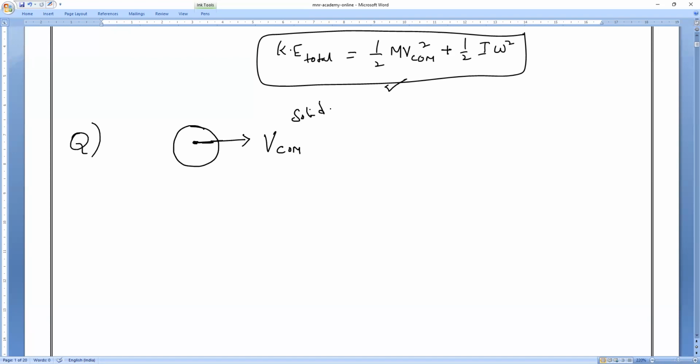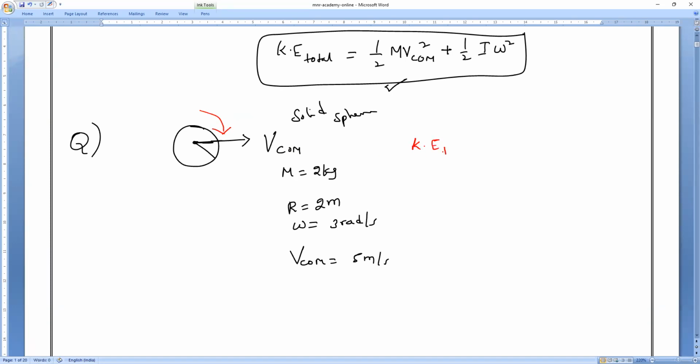It is a solid sphere. Mass is equal to 2 kg. Radius is equal to 2 meters. Angular velocity is equal to 3 radians per second, and velocity of center of mass is equal to 5 meters per second. That is the question they have given. Now we have to calculate the kinetic energy. So what is the kinetic energy formula, everybody?